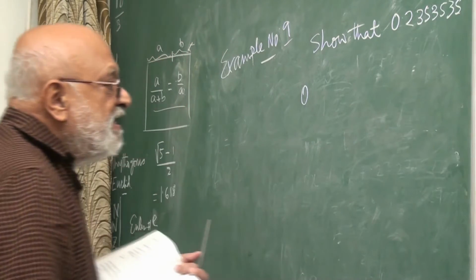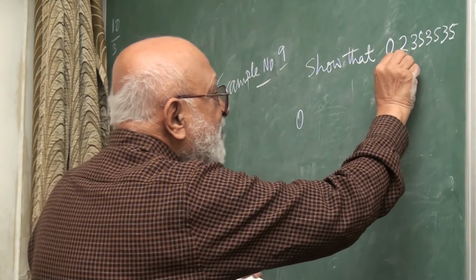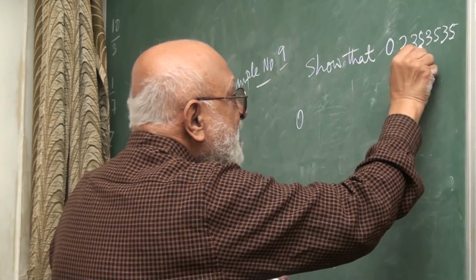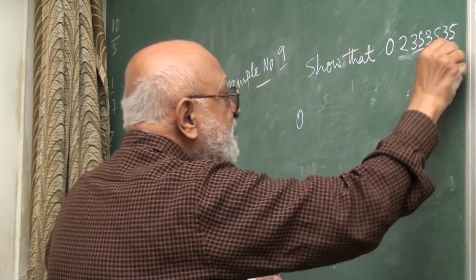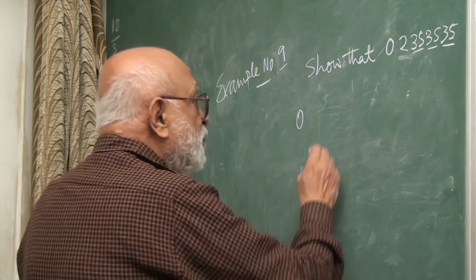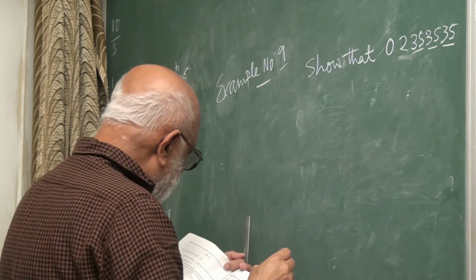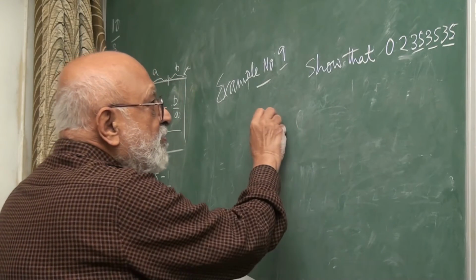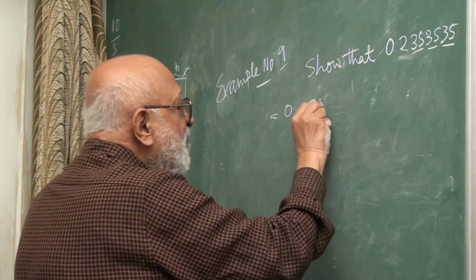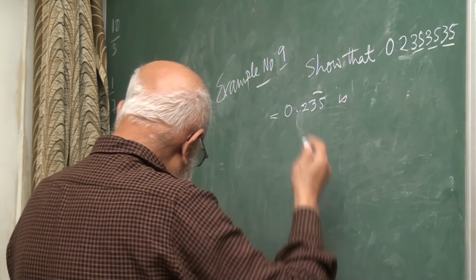0.23535. So what is repeating here? 3535 is repeating. So what can I write? Let me complete this. So this is equal to 0.235 with the bar on top. Okay, it is again the same question.